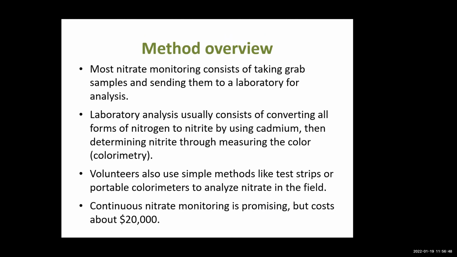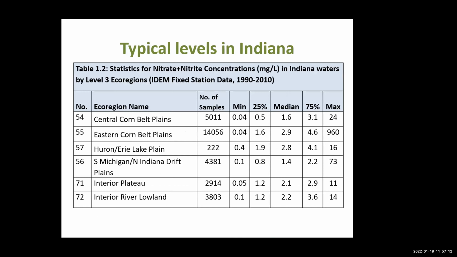So method overview, it's not really very interesting here, but when you look at the fish or the macroinvertebrates, it is. So we just say for nitrate, usually people are taking a grab sample and then you can go to a lab. There's some continuous nitrate monitoring. The equipment is still about $20,000. I haven't priced it lately, but I think it's still very expensive. So it's available, but very few organizations have it.